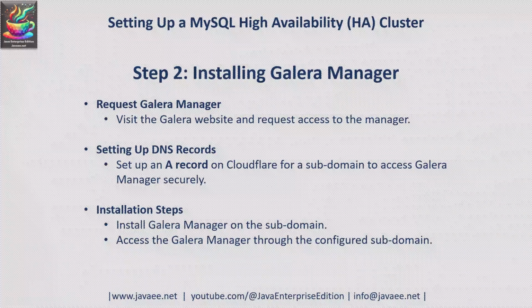So in order to install the Galera Manager, we have to configure the DNS host name for Galera Manager. We have the host name called dbmgr.javaee.net for the Galera Manager. So using the host name, we need to install the Galera Manager, which is basically a subdomain, right? So we need to install the Galera Manager subdomain, and once we set it up, then we will be able to access the Galera Manager through the subdomain.